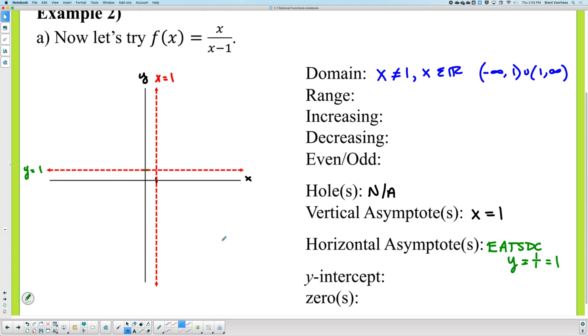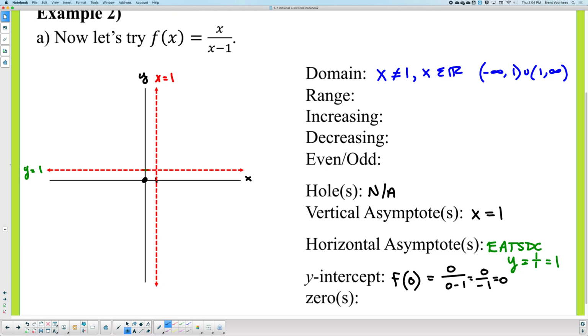Now the y-intercept is found by substituting 0 in for every x. So mathematically, the way you would write that is f of 0 would equal, and you substitute a 0 in, 0 divided by 0 minus 1, which could simplify to be 0 divided by negative 1. And what is 0 divided by negative 1? 0. We have a y-intercept at 0. Let's put that point on there. There's our y-intercept.